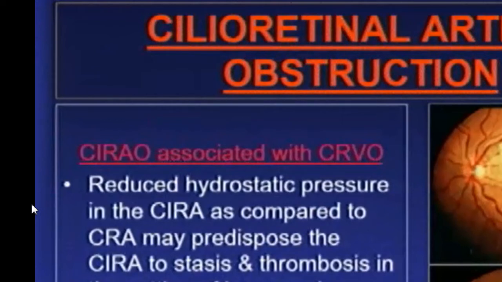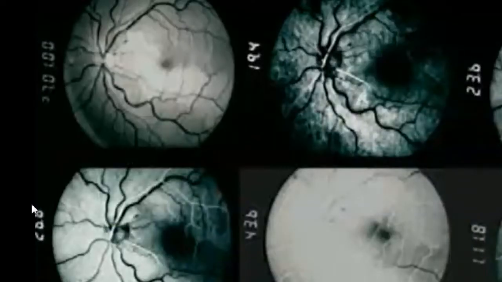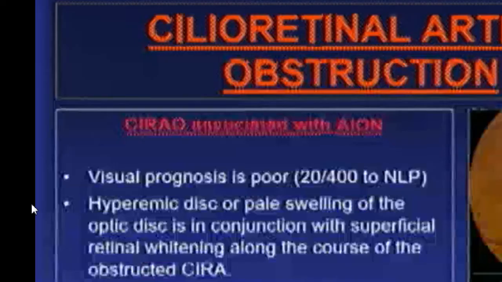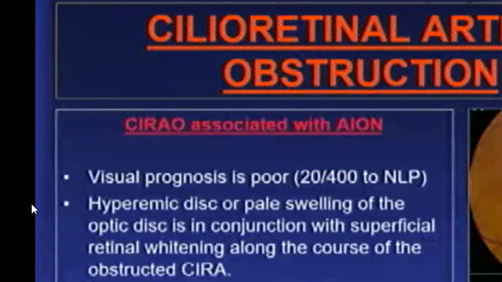So it is a form of stasis rather than a real obstruction. This is a patient with the combined type, and if you look at the sequences, you can find that the cilioretinal artery occlusion here shows less blood flow in the area supplied by the cilioretinal artery. As I mentioned earlier, you can see the blood flow in this area, and this is really one of the pathognomonic signs for cilioretinal artery occlusion.